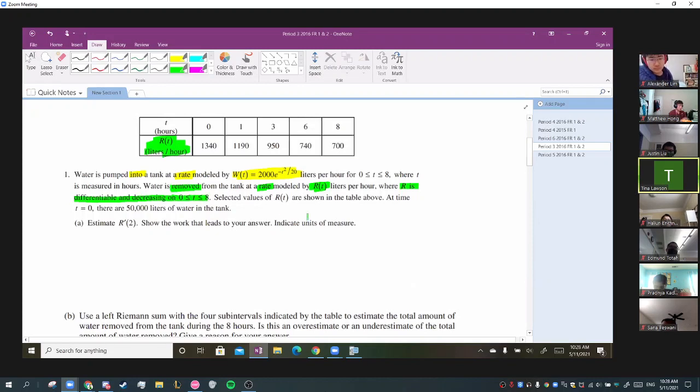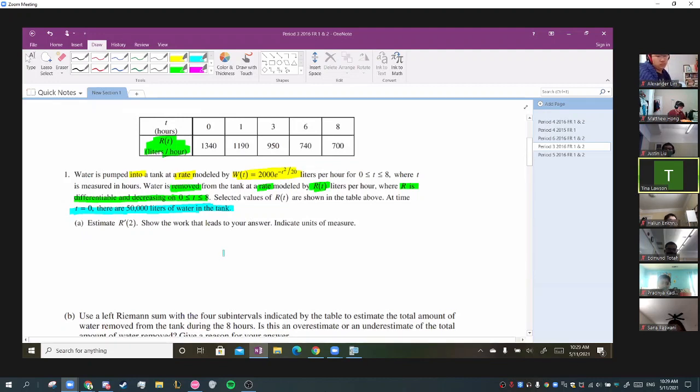Selected values, oh, there's that fun word selected. So there might be some hidden ones there, but it's a good thing that they're telling us they're selected. At time t, maybe an initial. There are 50,000 liters of water in the tank. That's an amount. That is not a rate, that is an amount. All right, that's liters.